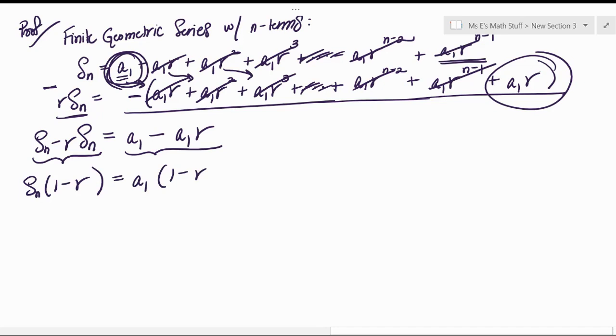Whoa, to the n. Oh no, that was important, to the n. I knew that looked weird. Okay, anyway, hope it makes sense. There's an n there.